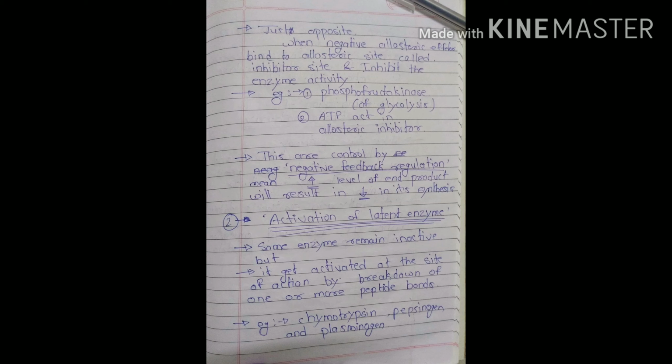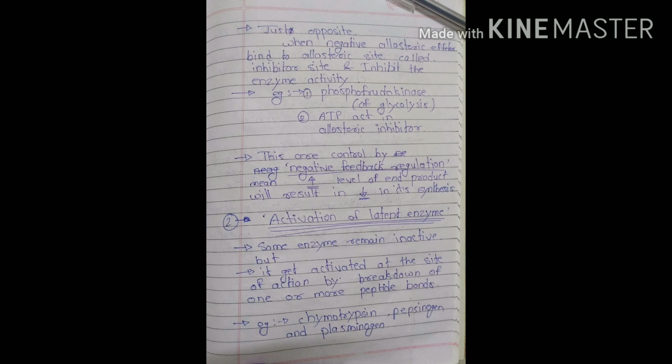This allosteric inhibition is controlled by negative feedback regulation, means increase in the level of end product will result in decrease in the synthesis, means जैसे जैसे end product की level बढ़ेगी वैसे वैसे synthesis कम होगा.